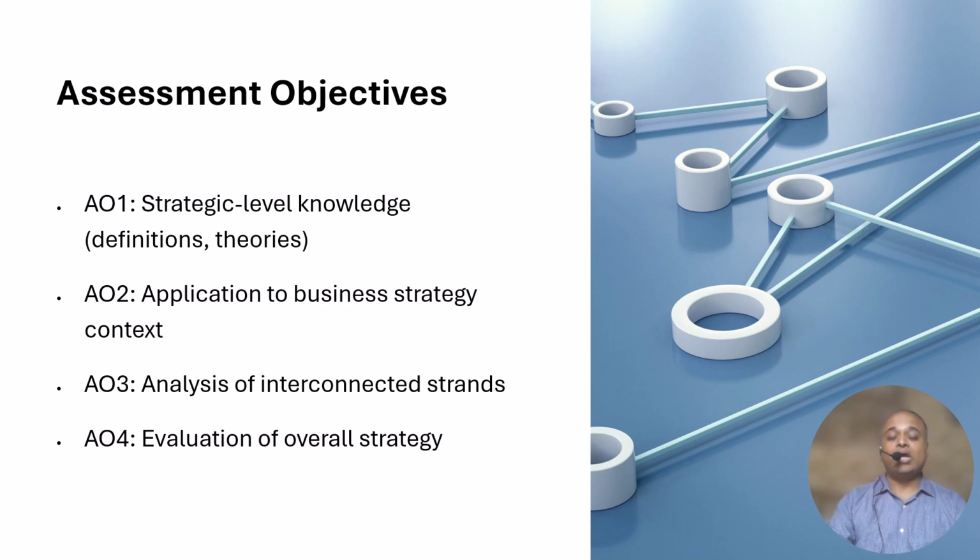Now, before we jump into answer writing, let's quickly understand what the examiners are really looking for in Paper 4, and that's these four magic letters: AO1, AO2, AO3, and AO4. AO1 is all about your knowledge. This means you need to know your strategic level theories, models, and definitions. Think about tools like SWOT, ANSOF metrics, Porter's five forces, and decision trees.